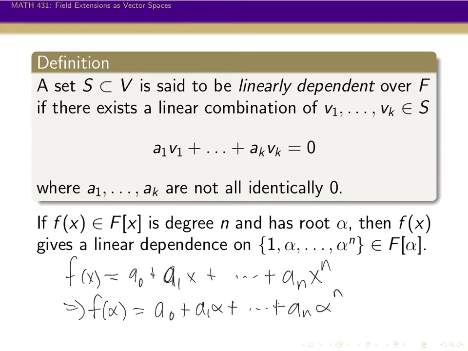And then if alpha is a root, this is equal to 0. So this is a linear combination of the powers of alpha that gives you 0. So this is a linear dependence. And so really that's what being the root of a polynomial in a vector space sense means, is that if you look at the powers of alpha up to n, you have a non-trivial linear dependence between those.